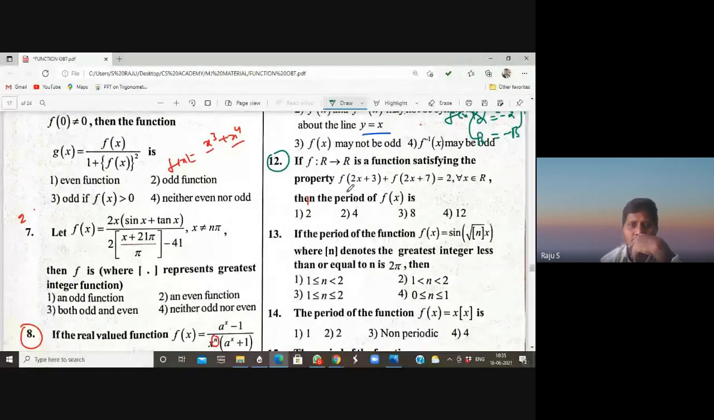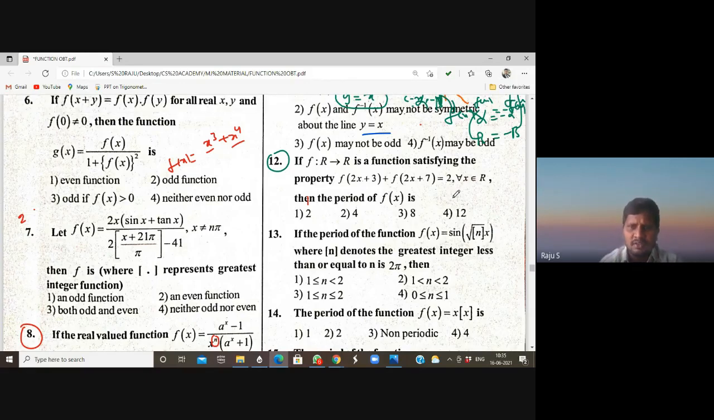And the 12th question. F from R to R is a function satisfying the property f of 2x plus 3 plus f of 2x plus 7 is equal to 2. Then the period of f of x. If you have the idea about the periodicity of a function, then you can easily get the answer here. So when you take 2x plus 3 and 2x plus 7 is equal to 2, then we need to find the period, whether it is 2 or 4 or 8 or 12.